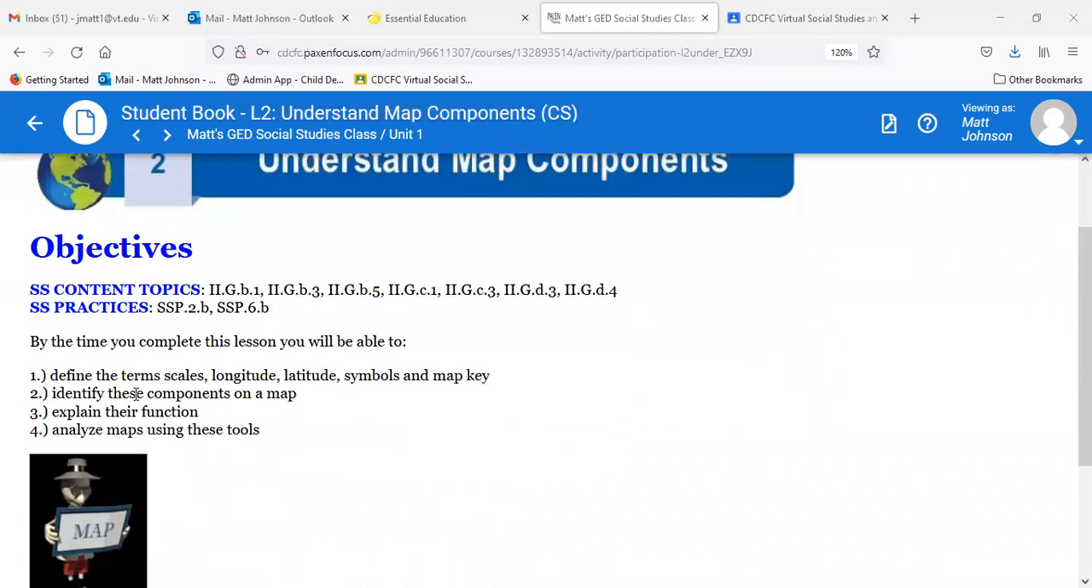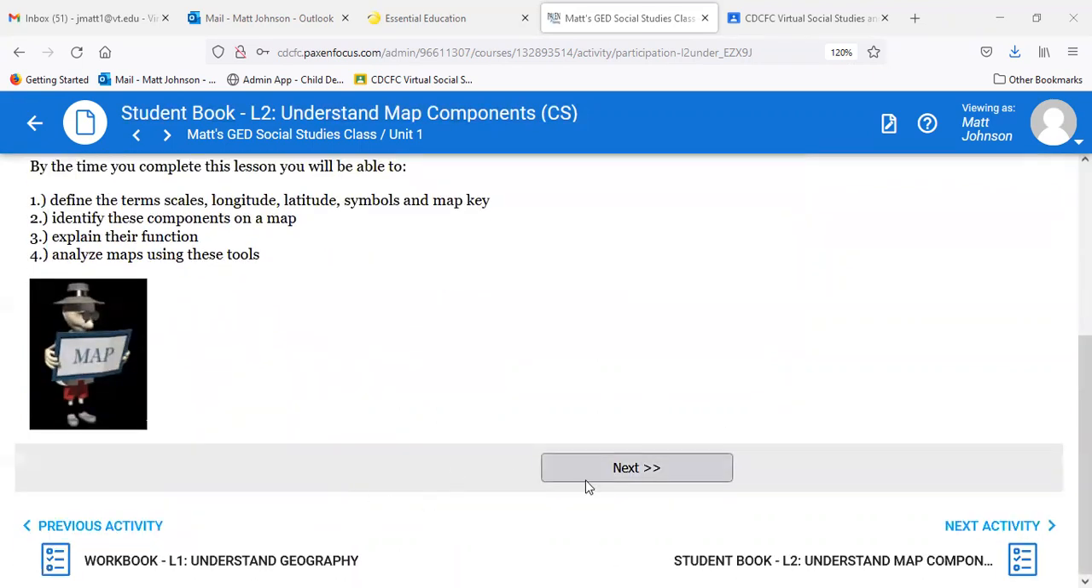So in this lesson, you're going to be able to define the terms scales, longitude, latitude, symbols, and map key. You're going to be able to identify these on a map, and explain their function. Basically that's all it's going to be today. We're going to look at a map key, talk a little bit about longitude and latitude, how that all works, and then we'll go through our quiz. So it's just a little continuation from yesterday, getting a little deeper into the maps and how they work.